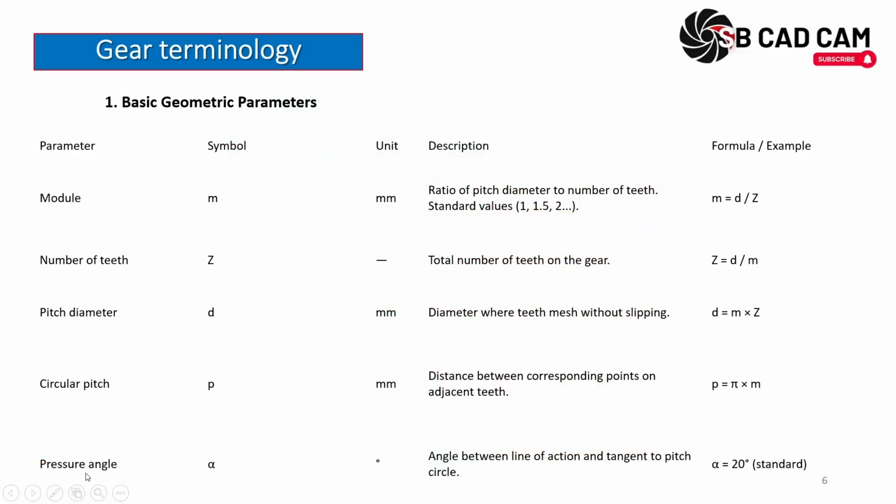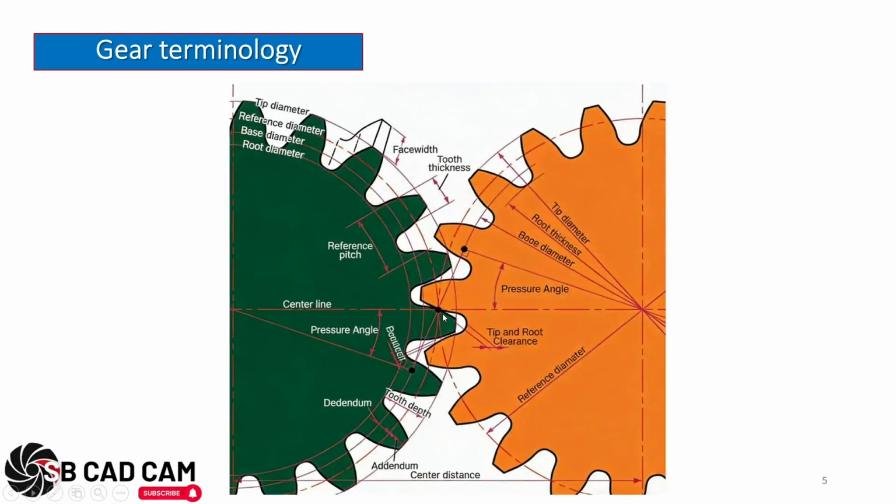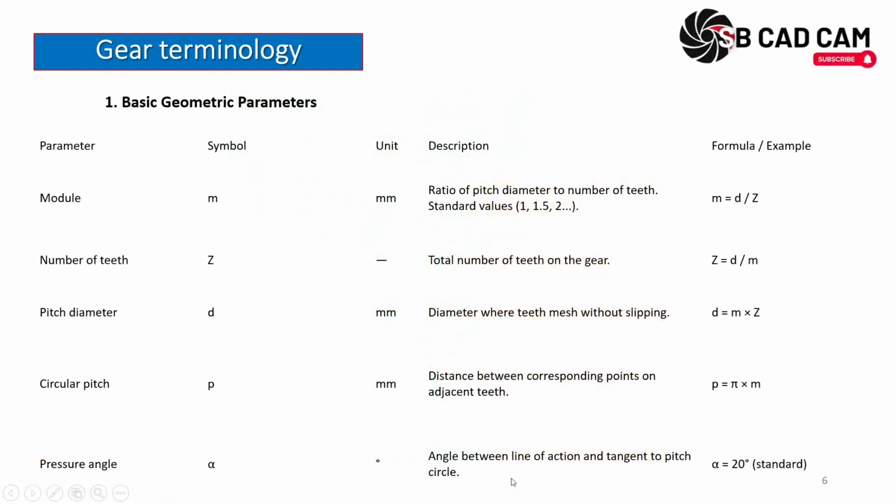So the pressure angle is here. It is the angle between this and this. It is the angle between the line of action and the tangent to the pitch circle. In general, it is 20 degrees, but it can be between 14 and a half and 25.